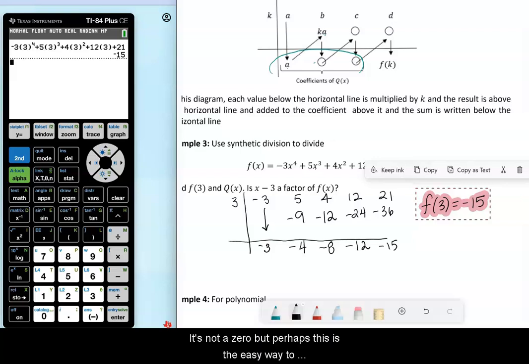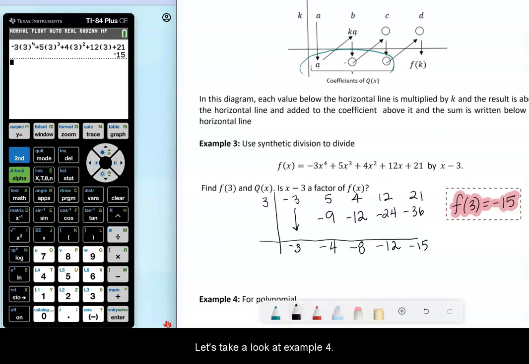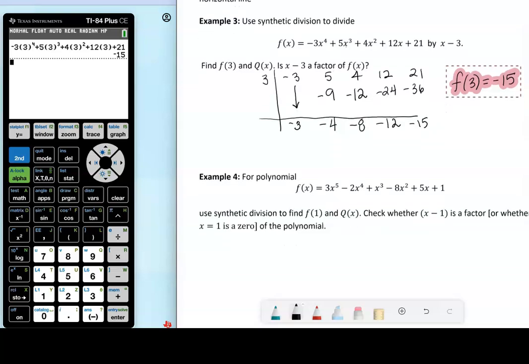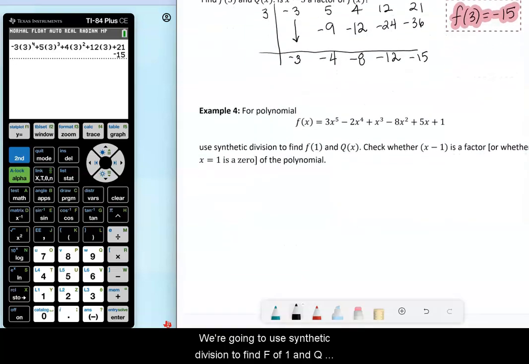It's not a 0, but perhaps this is an easy way to evaluate polynomial functions. Let's take a look at example 4. We're going to use synthetic division to find f of 1 and q of x, and that's really the power of synthetic division, is finding that simpler polynomial that we can work with. And we're going to check, as we do this, if x minus 1 is a factor of our starting polynomial. So let's set this guy up.